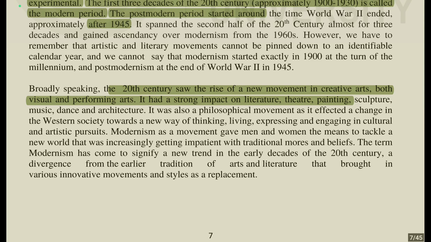The term modernism has come to signify a new trend in the early decades of the 20th century, a divergence from the early tradition of arts and literature that brought in various innovative movements and styles as a replacement. So modernism now basically signifies a new form. Previously it was more philosophical, now it is more context specific. So nowadays modernism describes something as replacing the earlier forms of art and literature with new and innovative forms of art and literature. Okay, so that's what our topic, what is modernism, was about.